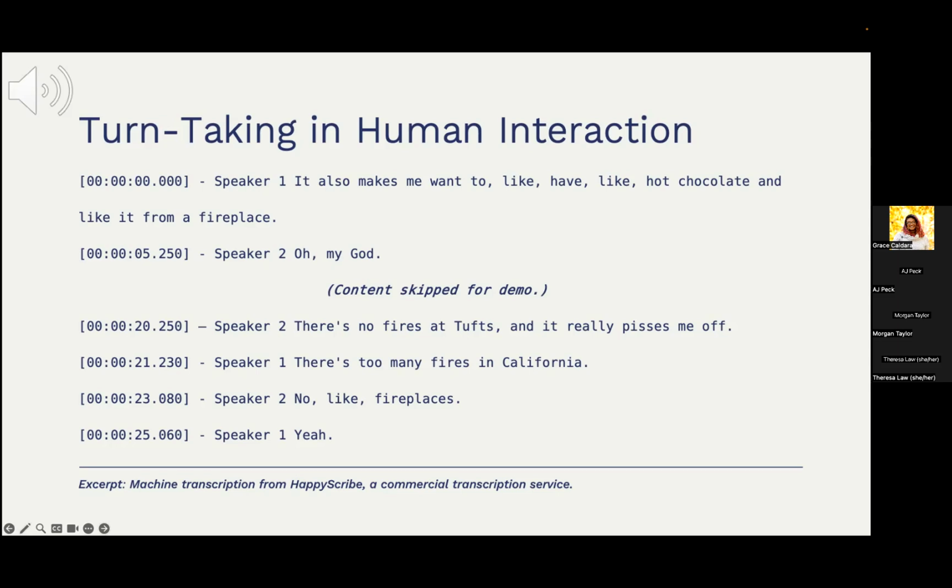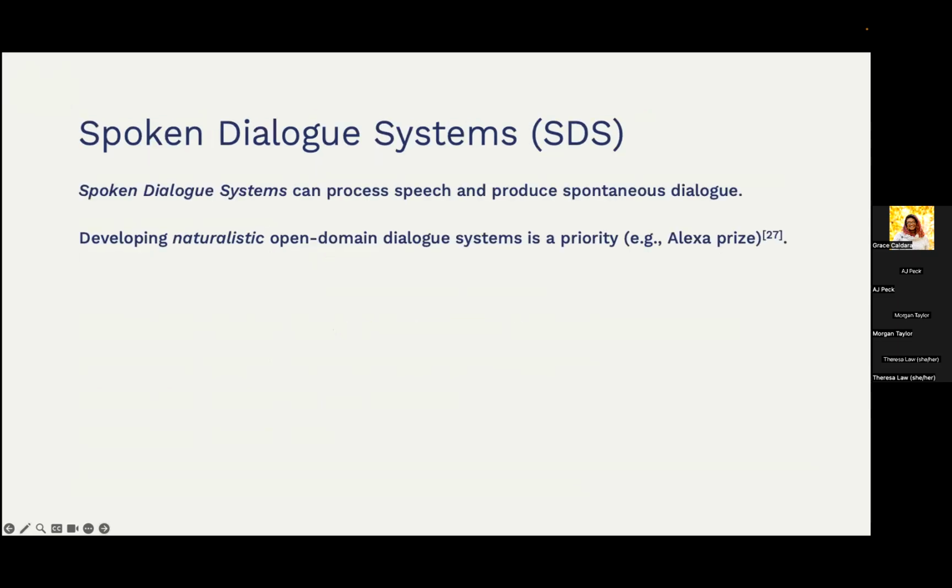Now I want to first define what spoken dialogue systems are. So in my definition, spoken dialogue systems are just generally systems that can process speech and produce spontaneous dialogue. And we know that developing naturalistic open domain dialogue systems is important. And what we mean by open domain here is that they're not oriented towards a specific task. And I do want to say that there's many different types of spoken dialogue system architectures, but that's not what we're focusing on right now.